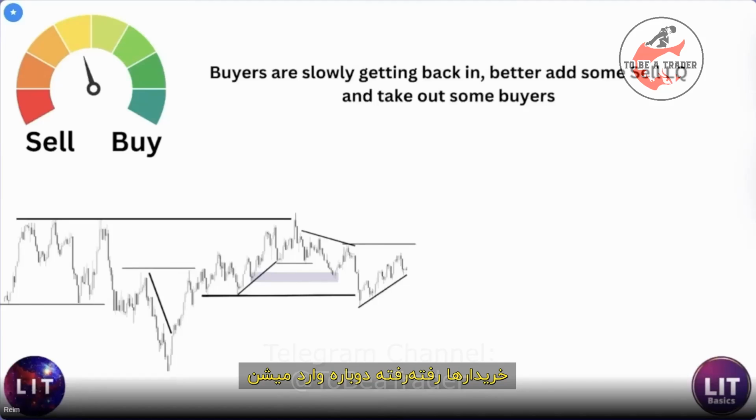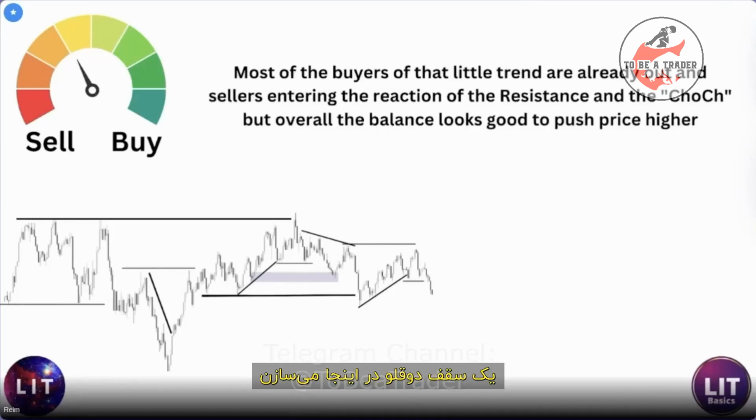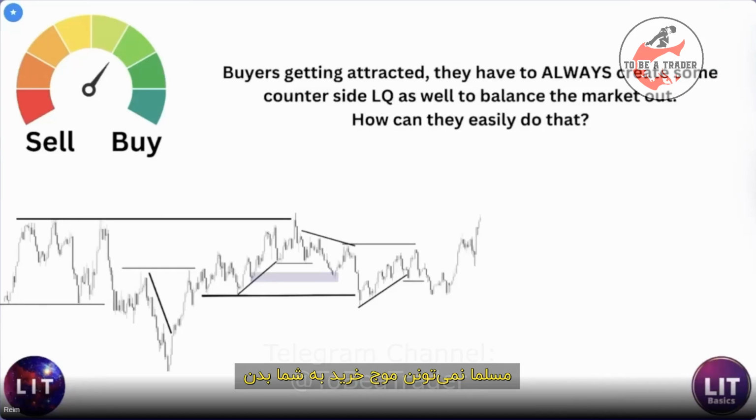Buyers slowly getting back in. Better add some sell liquidity to take out some buyers again. How do they do it? Creating a double top in here, trend line. The trend line trade is getting stopped out to become, of course, liquidity in the long run. They show again the fake CHoCH in here coming from a double top order flow reaction with imbalances in here. Again, so what's about to happen? When people are selling, of course, they continue the buy push.